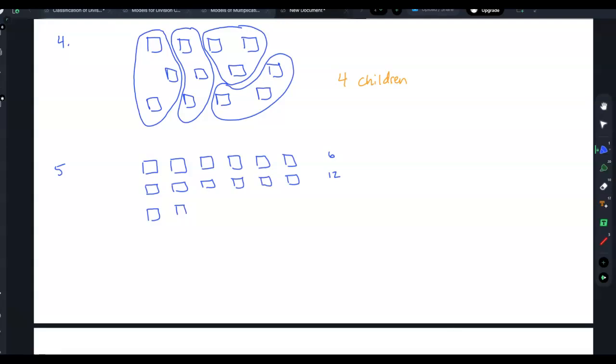And what am I going to do? I'm going to keep going until I get to the 24 total desks. So 6 more gives me 18, 19, 20, 21, 22, 23, 24. And so then how would I find my answer? I would just then count the number of rows.